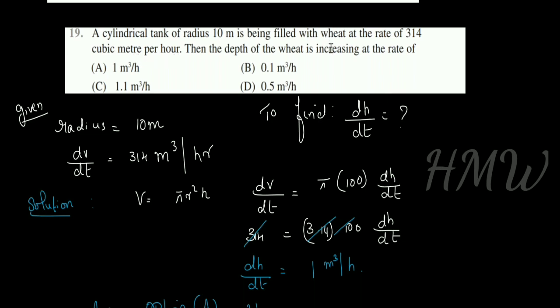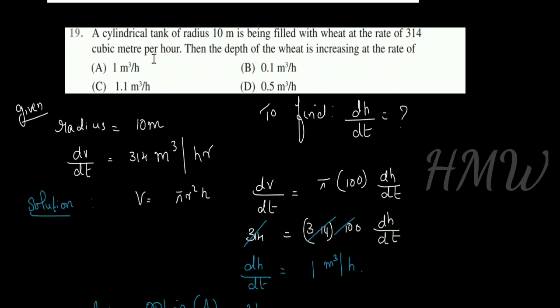So it is filling with wheat, that means the volume is increasing. So rate of change of volume is given. The rate of change of volume is nothing but dV by dt. So dV by dt is equal to 314 meter cube per hour. Now we have to find the depth of the wheat, that is the height, the rate of change of height. So we have to find dh by dt.